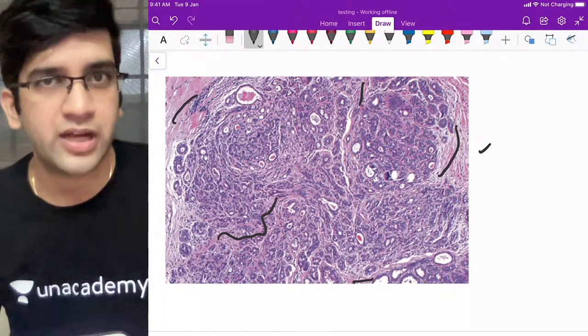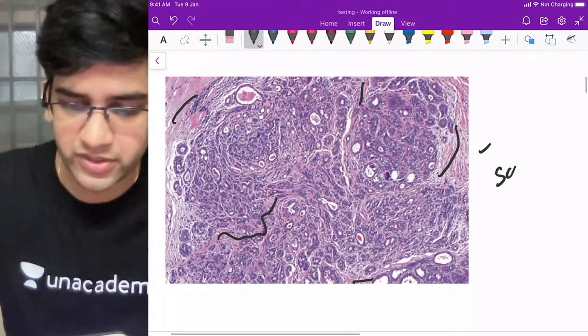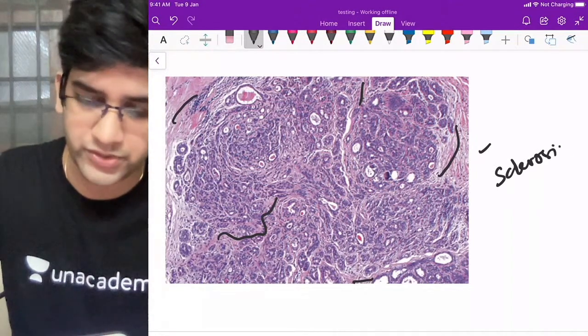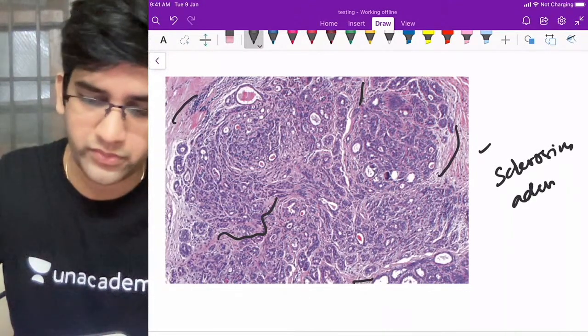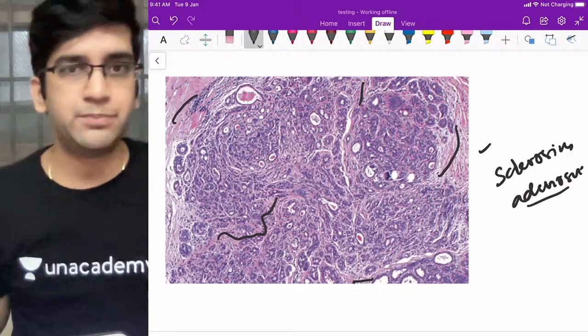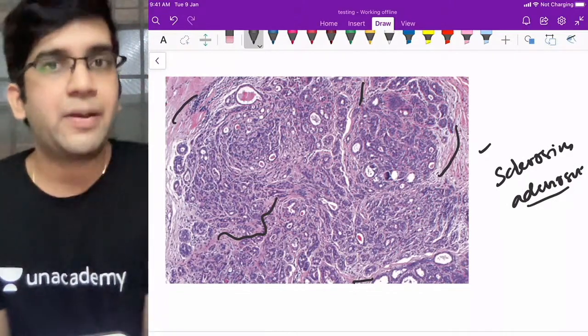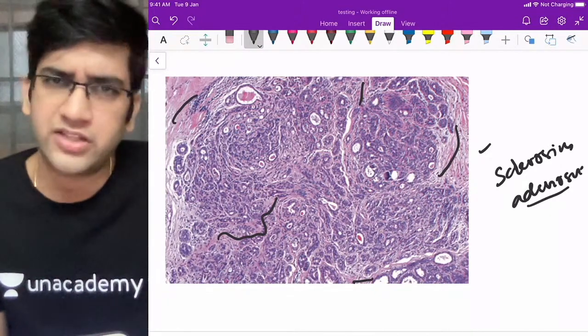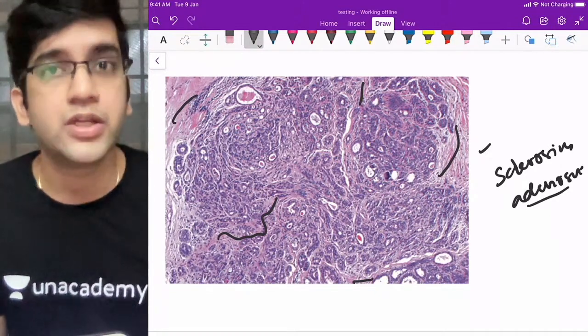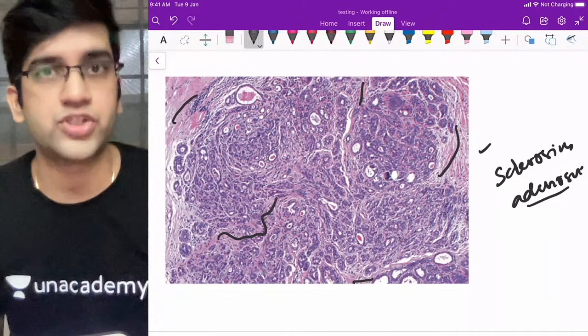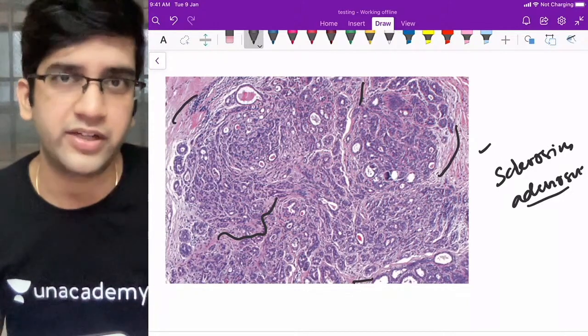More number of duct acini unit, adenosis, yes. So my diagnosis here is sclerosing adenosis. Fine, simple, right? The simple one is sclerosing adenosis. I'm having lots of duct acini unit and I'm having sclerosis. That's what you said as collagen, perfectly correct. This is sclerosing adenosis. You will be able to pick up the diagnosis just with normal image findings, fine.